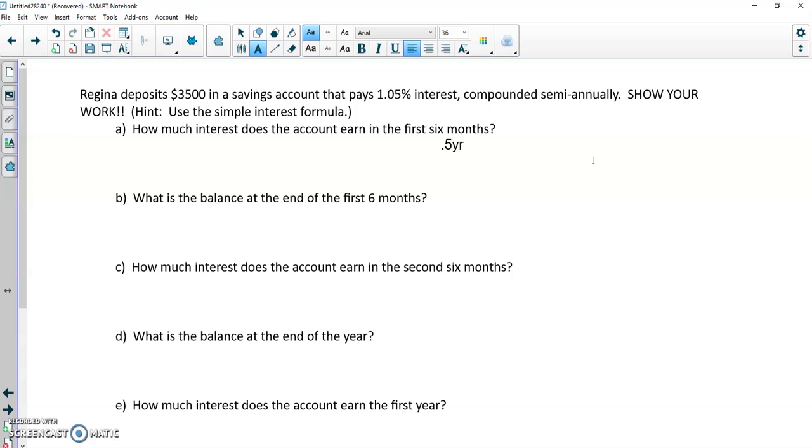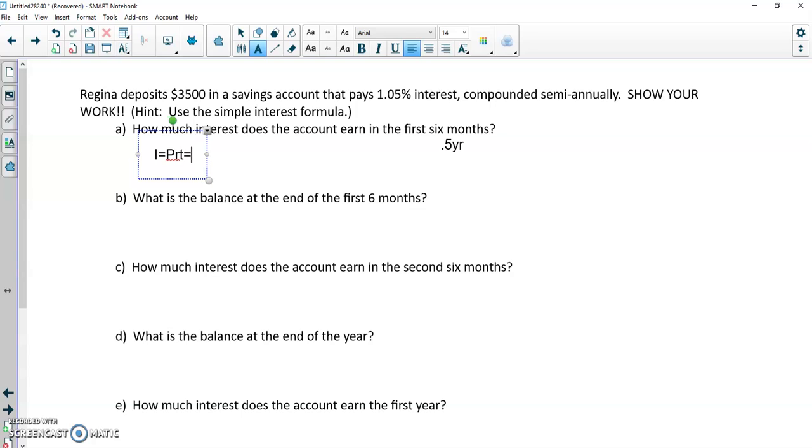So we're only looking at half a year, since we're dealing with the compounded semi-annually. And we just are interested in the interest. We don't care how much is left in the account. We're just looking at the interest. Hence why we're going to use the simple interest formula. So we're using our simple interest formula. Our simple interest formula is I equals principal times rate times time.